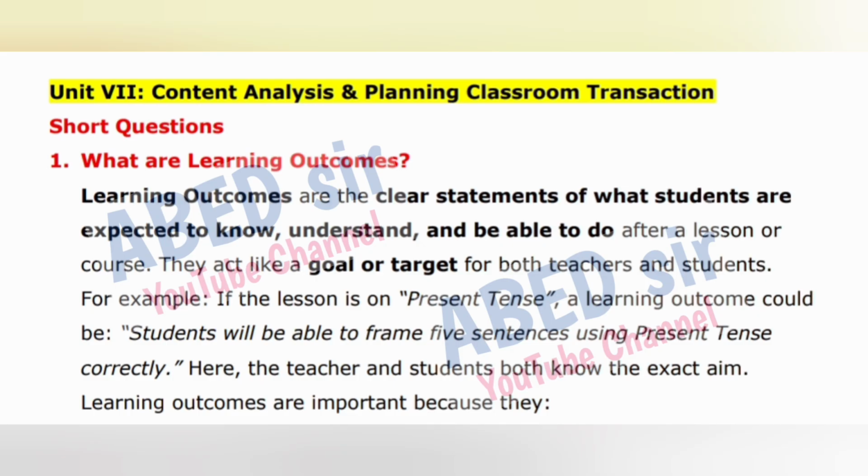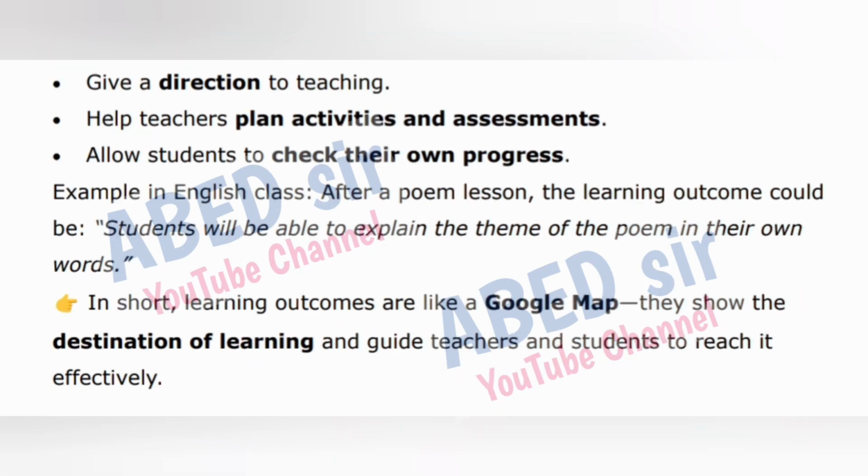Learning outcomes are important because they give a direction to teaching, help teachers plan activities and assessments, allow students to check their own progress. Example, in English class, after a poem lesson, the learning outcome could be students will be able to explain the theme of the poem in their own words. In short, learning outcomes are like a Google map. They show the destination of learning and guide teachers and students to reach it effectively.